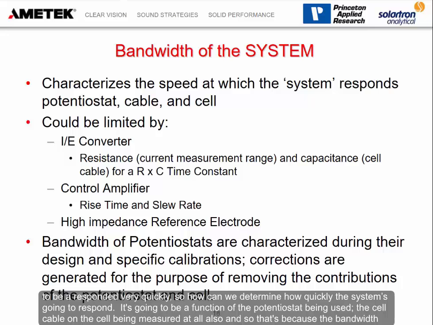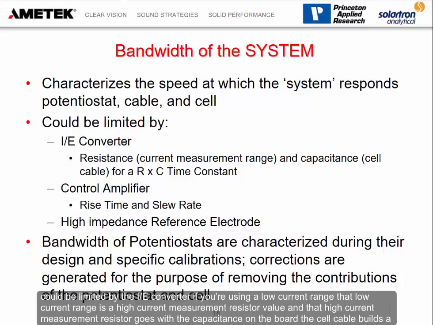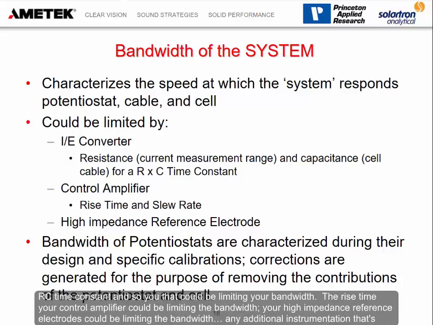Well, it's going to be a function of the potentiostat being used, the cell cable, and the cell being measured also. That's because the bandwidth could be limited by the ID converter. If you're in a low current range, that low current range has a high current measurement resistor value, and that high current measurement resistor goes with the capacitance on the board and the cell cable and builds an RC time constant, and so that could be limiting your bandwidth.